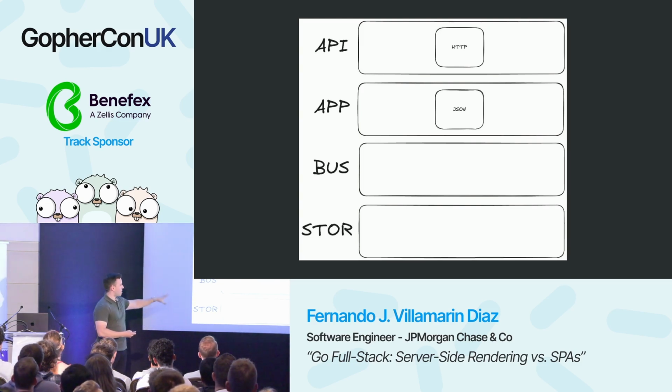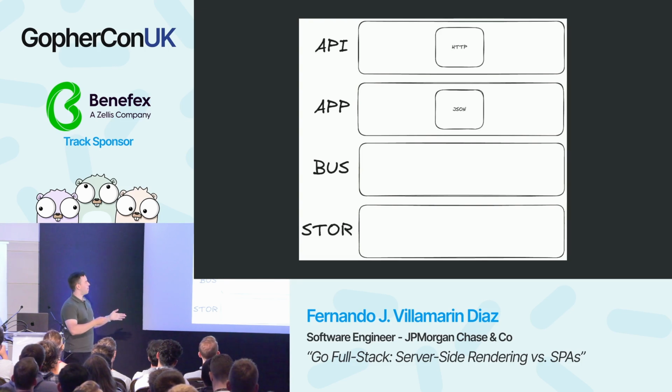logic. We're not really going to care about this because they are not going to be changing from an API that returns a JSON to an API that returns a server-side rendered website. And then the app layer, which takes care of the encoding. In this case, we're going to be doing JSON or HTML. And the API, which takes care of the transport, which is, in this case, HTTP.